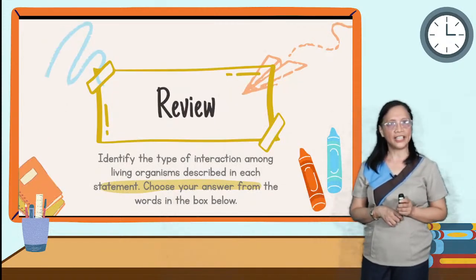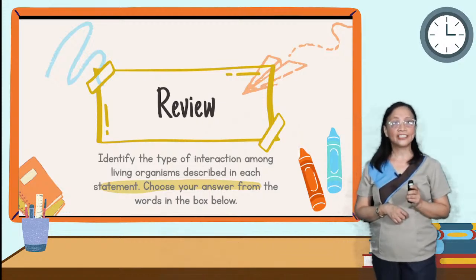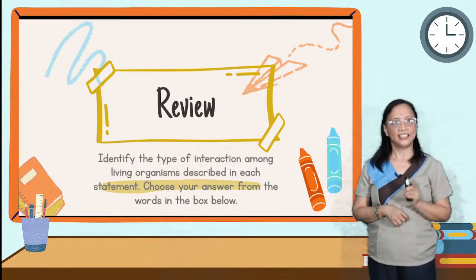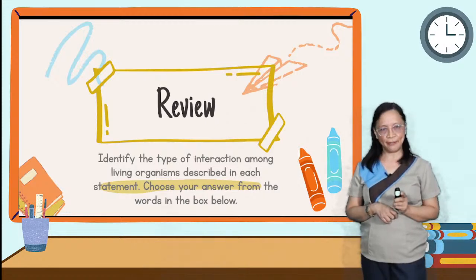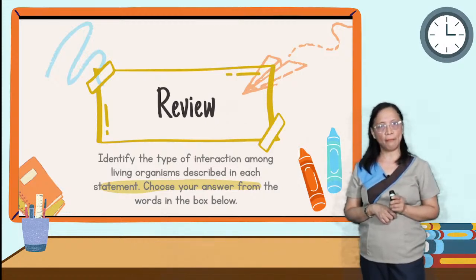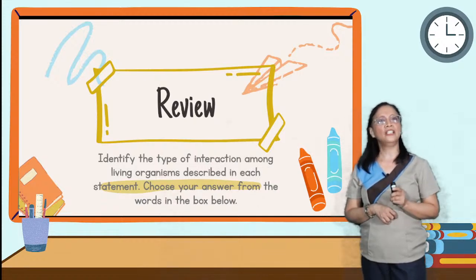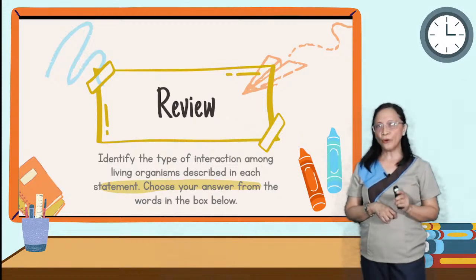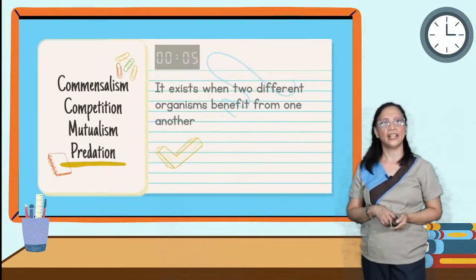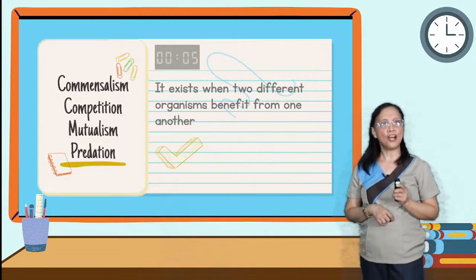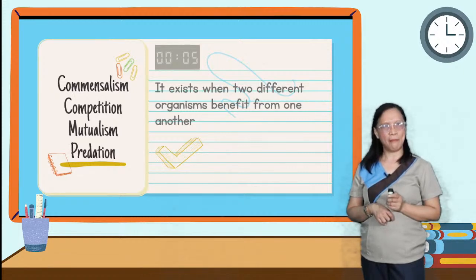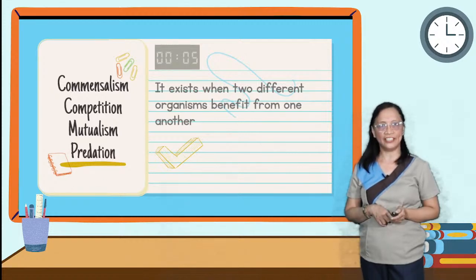Identify the type of interaction among living organisms described in each statement. Choose your answer from the words in the box below. The same thing, my dear grade 4 learners. Go to the comment box, write the name of your school, write the number, and your answer. Let's see who is getting the first correct answer. Number 1, it exists when two different organisms benefit from one another. Is it commensalism, competition, mutualism, or predation?